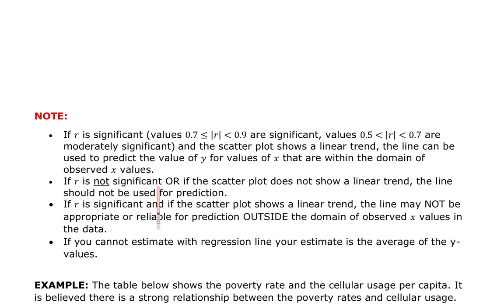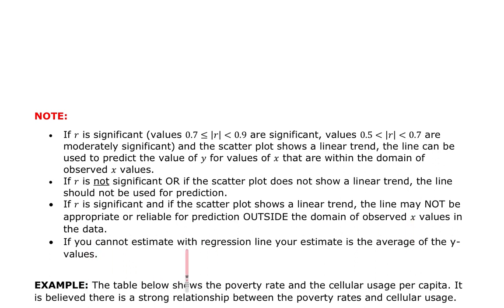If R is not significant, so if my R value is less than or equal to 0.5 when I take the absolute value of it, which means I don't worry about the negative or the positive, or the scatter plot does not show a trend line, then the line should not be used for prediction. If R is significant and the scatter plot shows a linear trend, the line may not be appropriate or reliable for predictions outside the domain of the observed X values in the data. So be careful. Just because you have things that are working out doesn't mean you get to do it outside of whatever the x values start and end with. Sometimes you can, sometimes you can't.